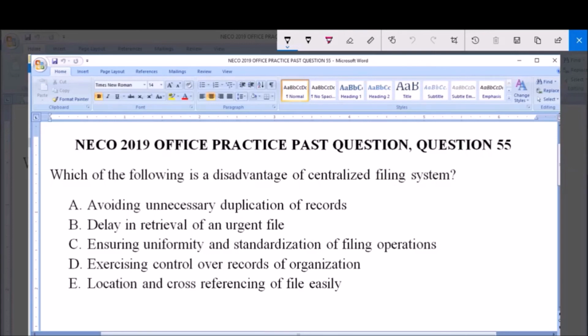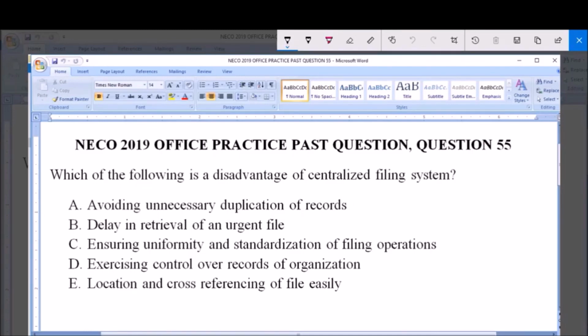I will be answering NECO 2019 Office Practice Past Question 55. Which of the following is a disadvantage of centralized filing system? A. Avoiding unnecessary duplication of records. B. Delay in retrieval of an urgent file. C. Ensuring uniformity and standardization of filing operations. D. Exercising control over records of organization. And E. Location and cross-referencing of file easily.